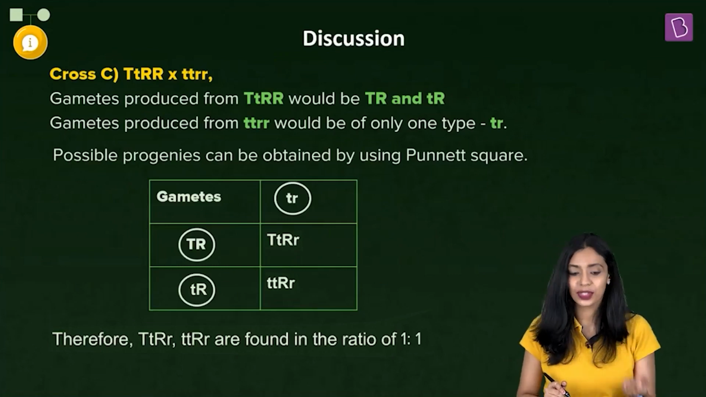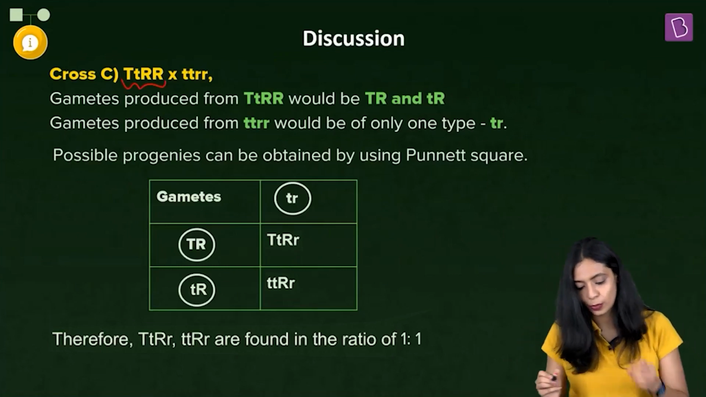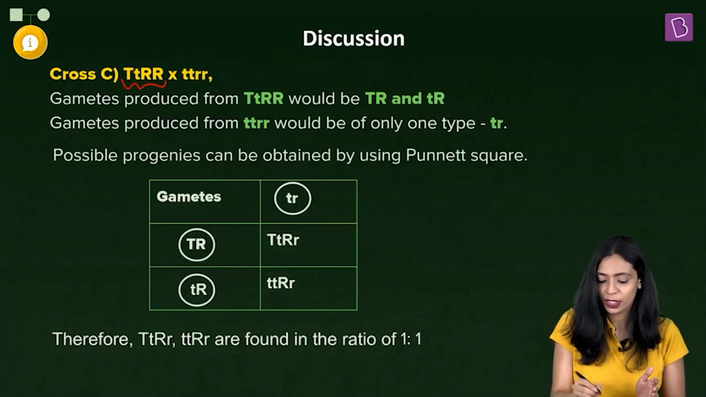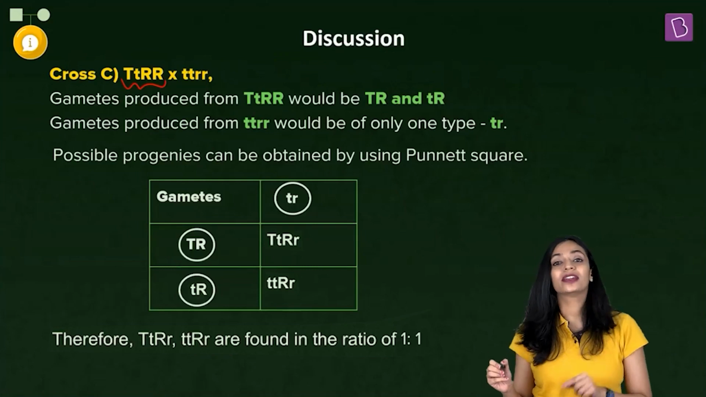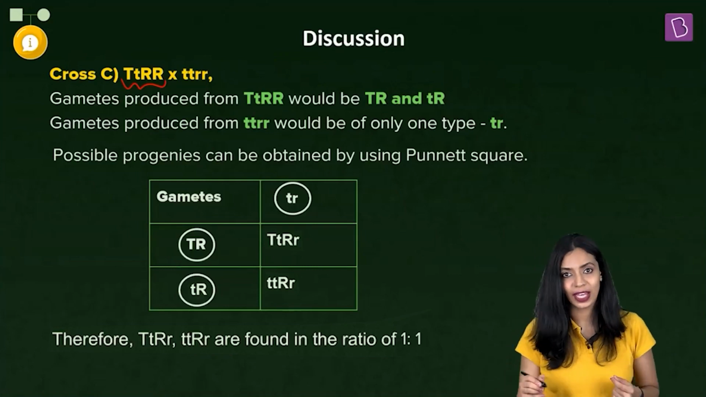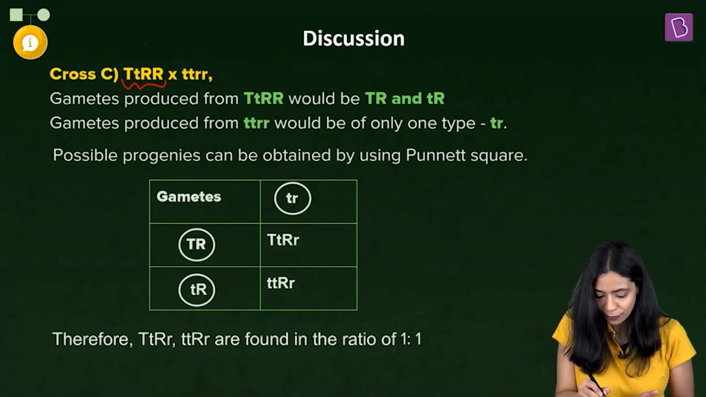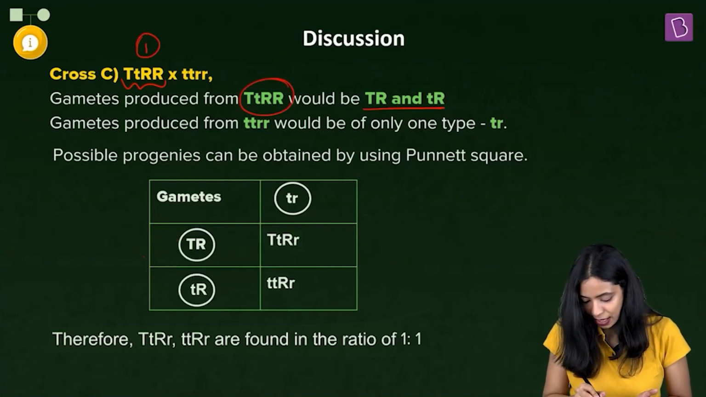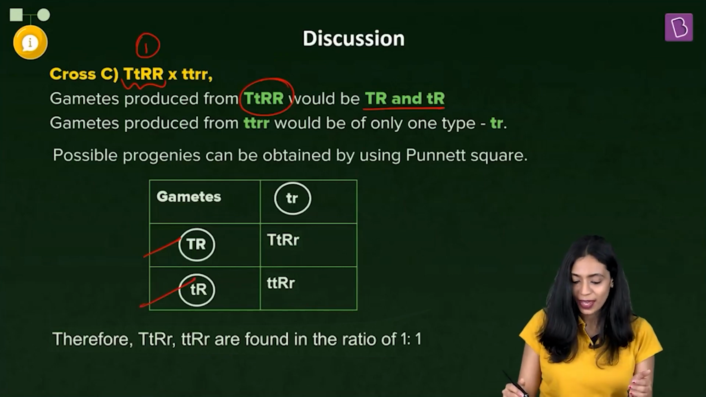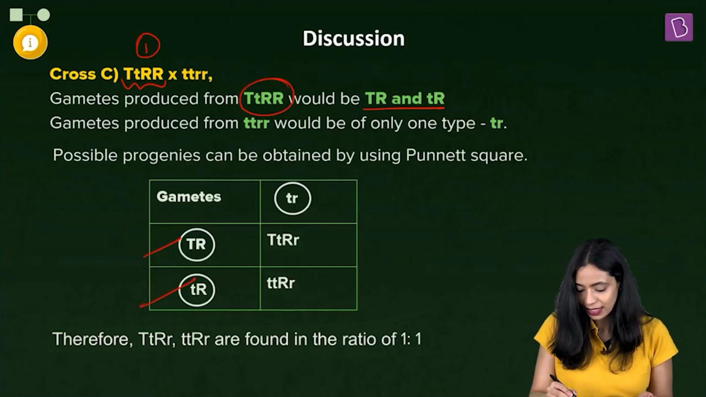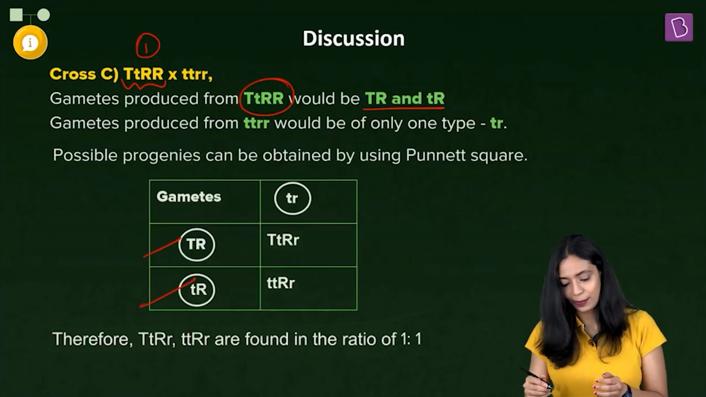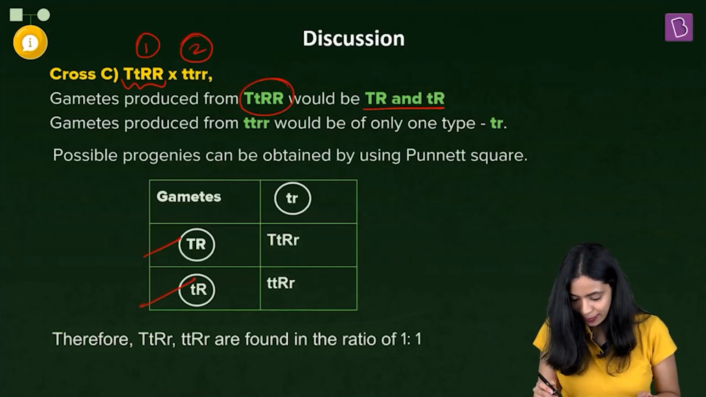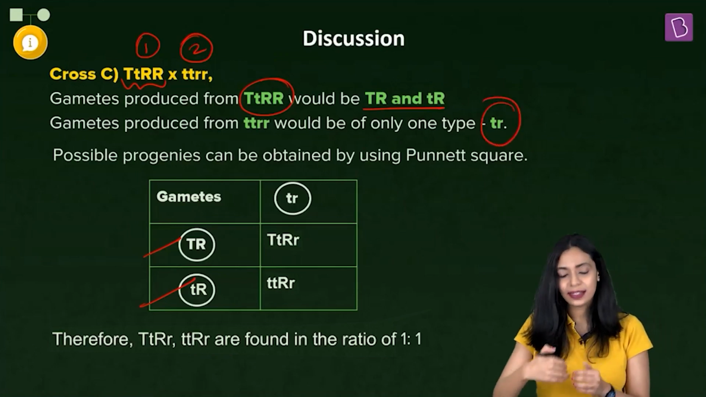Now let's talk about cross C. In cross C, you have one parent that is heterozygous dominant for one character and homozygous dominant for the other character, while the other parent is homozygous recessive for both the characters considered. From the first parent, you get 2 gametes, capital T, capital R, and small t, capital R, while from the second parent you get just one type of gamete, which is small t, small r.